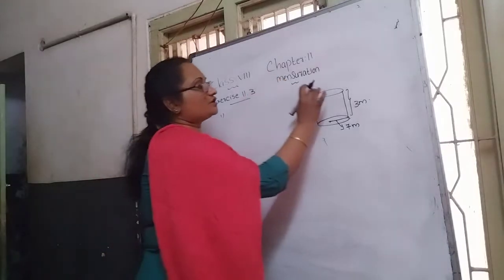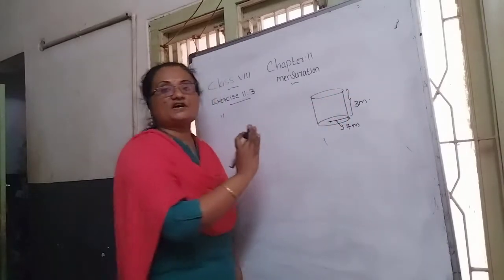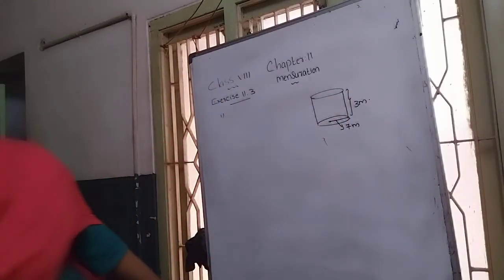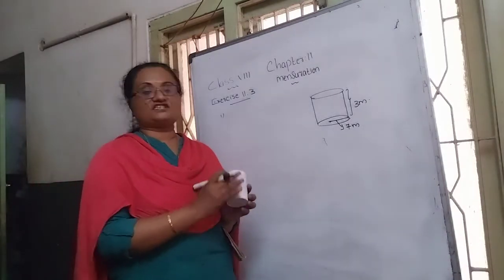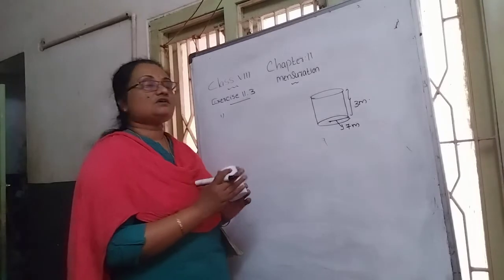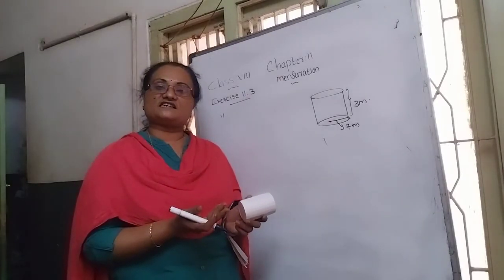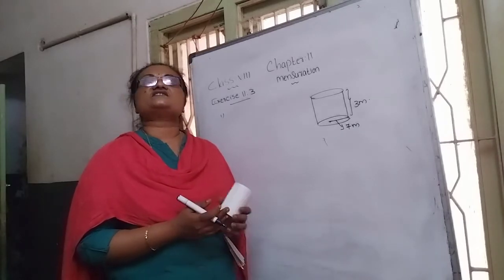Closed means the top is also considered, the bottom is also considered, and the curved part; the total entire part will be considered in this cylinder shape. So which area do we want to find, TSA or CSA? Here we want to consider the TSA of the cylinder.